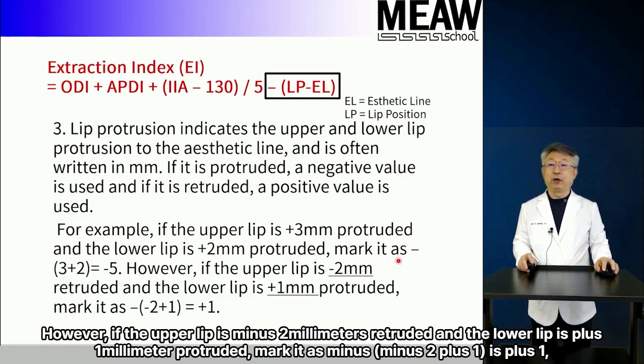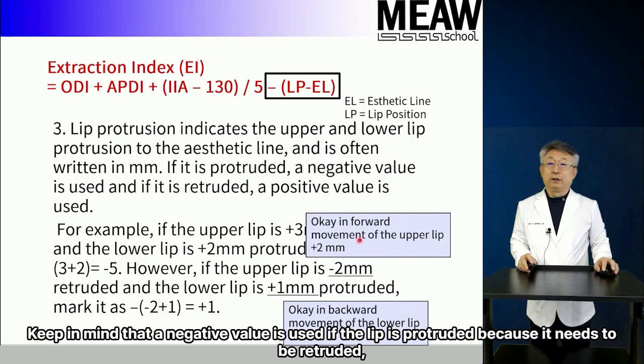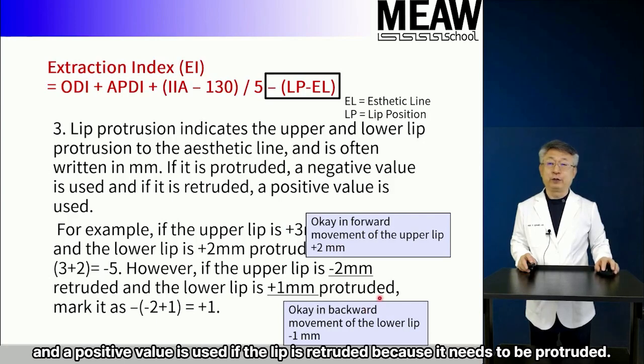However, if the upper lip is 2 mm retruded and the lower lip is 1 mm protruded, mark it as +2 plus -1 is +1, which means that it is okay for the upper lip to be protruded slightly. Keep in mind that a negative value is used if the lip is protruded because it needs to be retruded, and a positive value is used if the lip is retruded because it needs to be protruded.